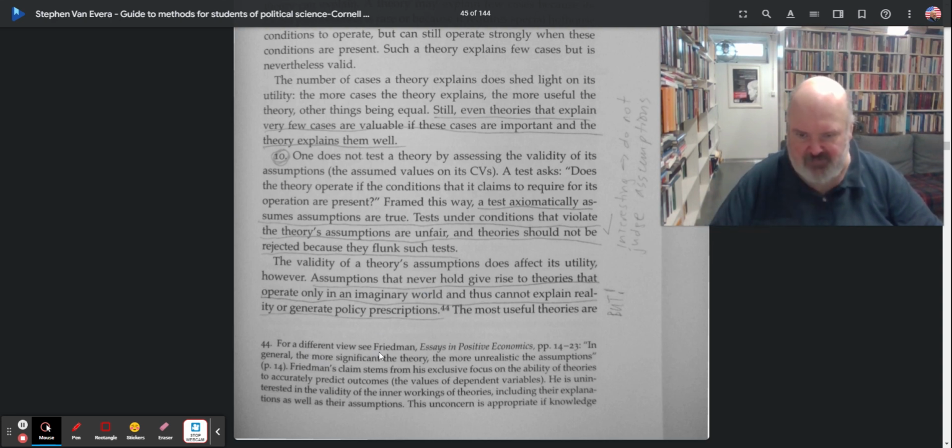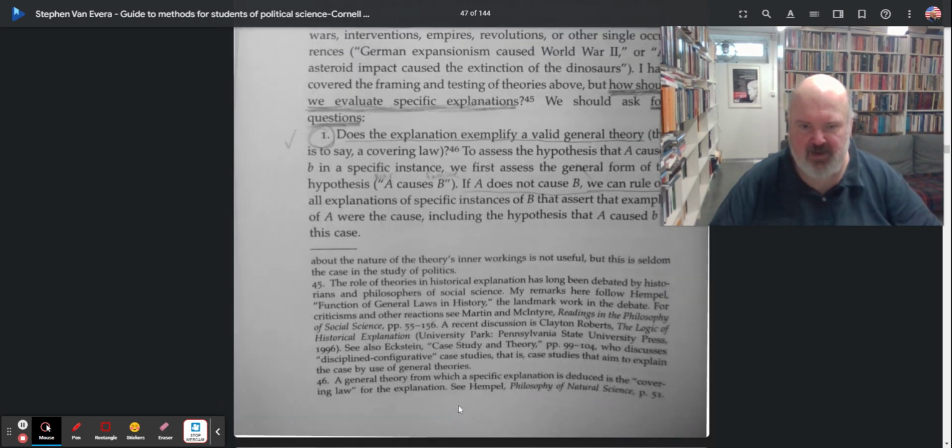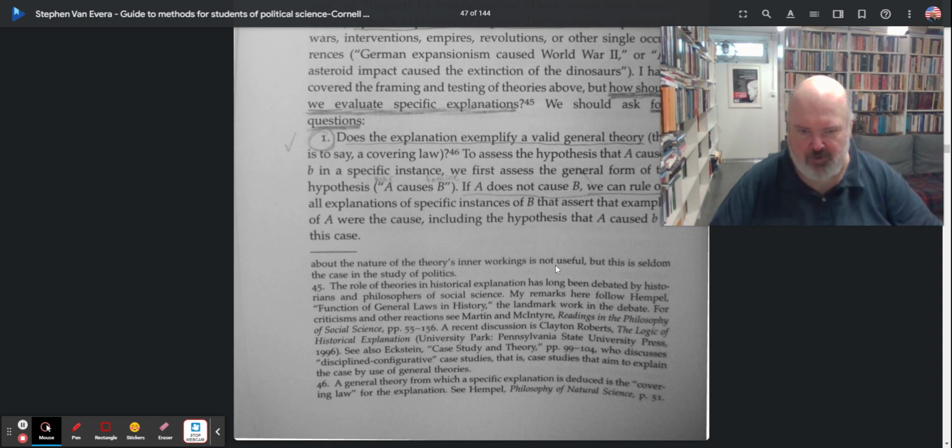Footnote 44: for a different view, see Friedman. In general, the more significant the theory, the more unrealistic the assumptions. Friedman's claim stems from his exclusive focus on the ability of theories to adequately predict outcomes, the values of the dependent variable. He is uninterested in the validity of the inner workings of the theories, including the explanation as well as their assumptions. This unconcern is appropriate if knowledge about the nature of theories' inner workings is not useful, but that is seldom the case in the study of politics.